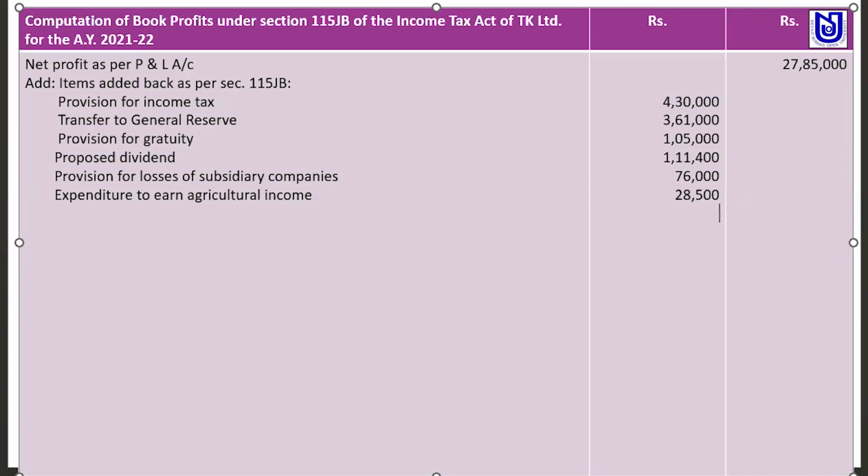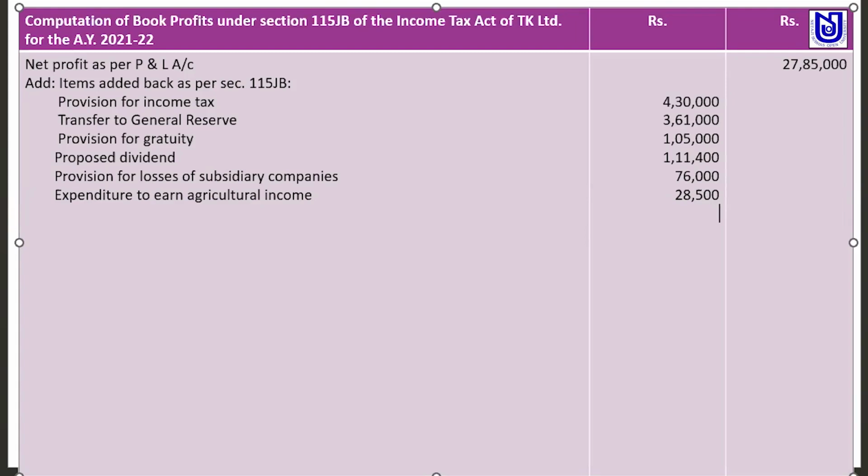Then next item, expenditure to earn long-term capital gains exempt under section 10(38). You again come on to page number 18. It is clearly stated, any expenditure relatable to income other than 10(38). So if it relates to 10(38), it should not be added back. So expenditure to earn long-term capital gains under section 10(38), 49,300, is not to be added back.